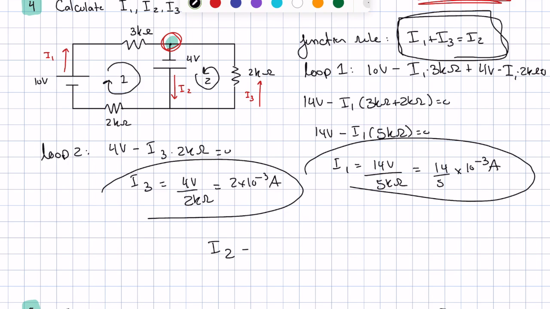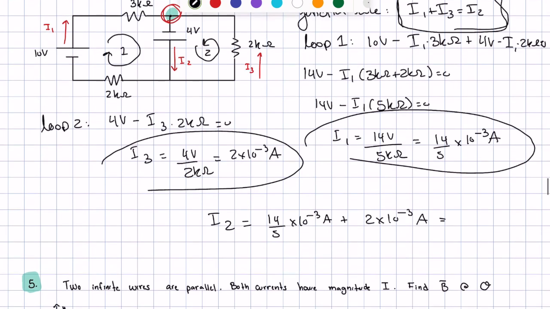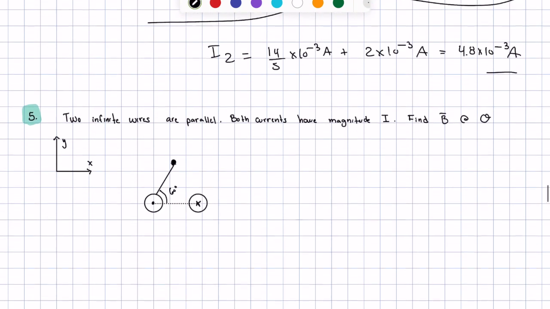I2 is then equal to 14 over 5 times 10 to the negative 3 amps plus 2 times 10 to the negative 3 amps. And that is going to give us something like 4.8 times 10 to the negative 3 amps. And that is it for this question. We're going to move on here.